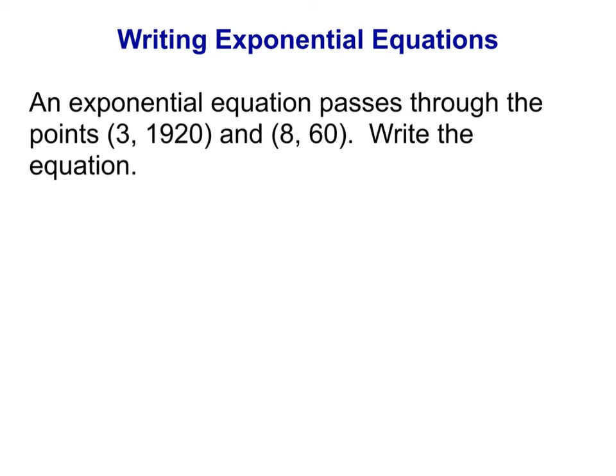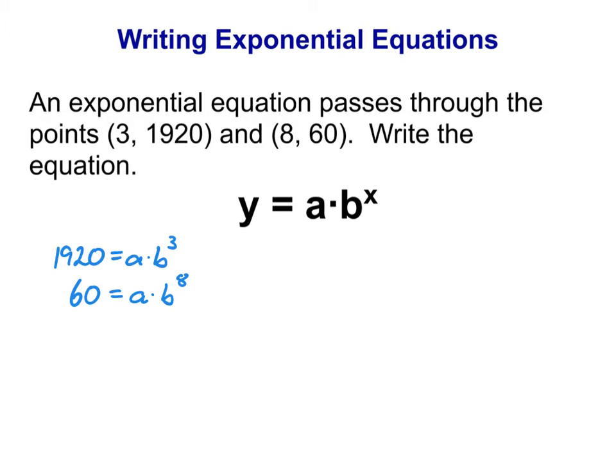Time to write another exponential equation from 2 points. And again, when we see to write an exponential equation from points, we assume there's no shifts in the equation. So we can go ahead and use y equals a times b to the x as kind of our starting equation here. First thing I do is I'm going to take my 2 sets of points and I'm going to write 2 separate equations out of those, plugging the y value in for y and plugging the x value in for x each time. And so that gives us these 2 equations.